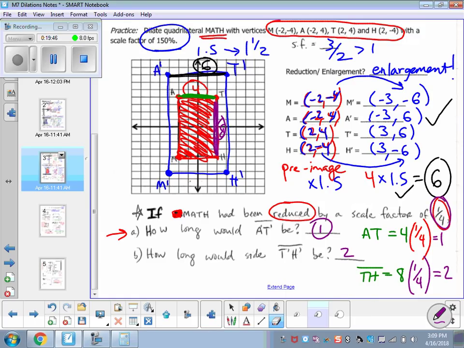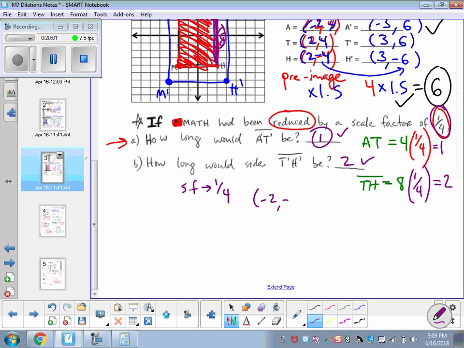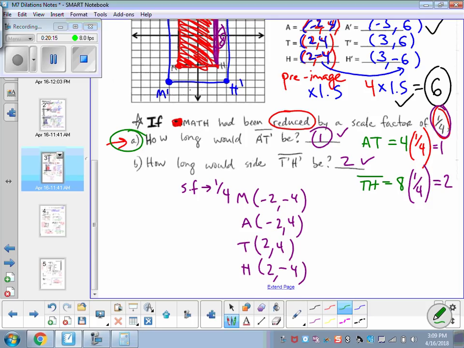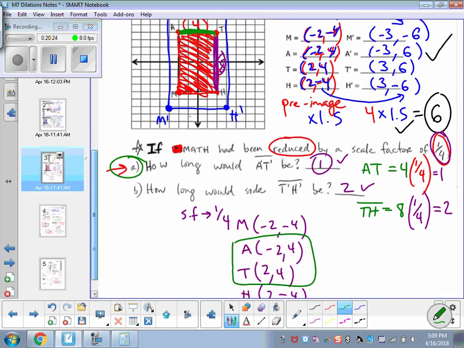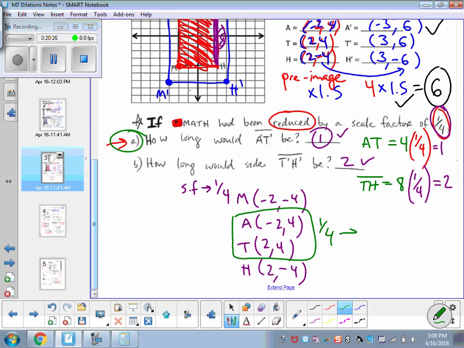So now what I'm going to do in purple, let's just take 1/4. If the scale factor is 1/4, let's just make sure we got these answers right. Our original coordinates were -2, -4, -2, 4, 2, 4, and 2, -4. This was for M, A, T, H. The first thing we're going to double check is side A prime T prime. That was from here to here. Now originally, we saw that that was 4 units long. And now what we're going to do is take a fourth of each of these and see what the new coordinates would be.